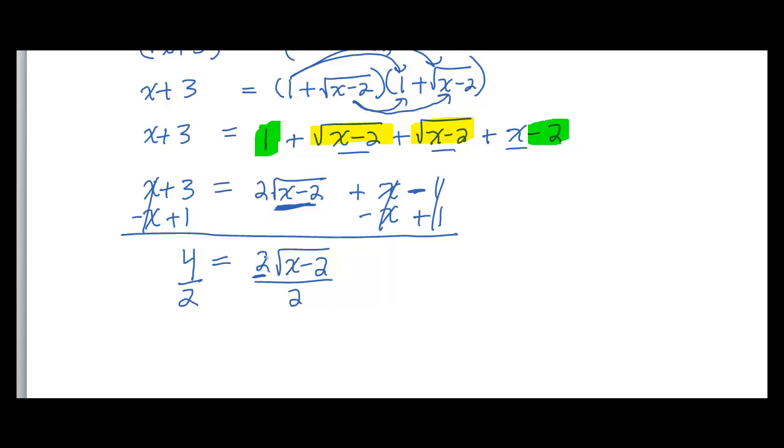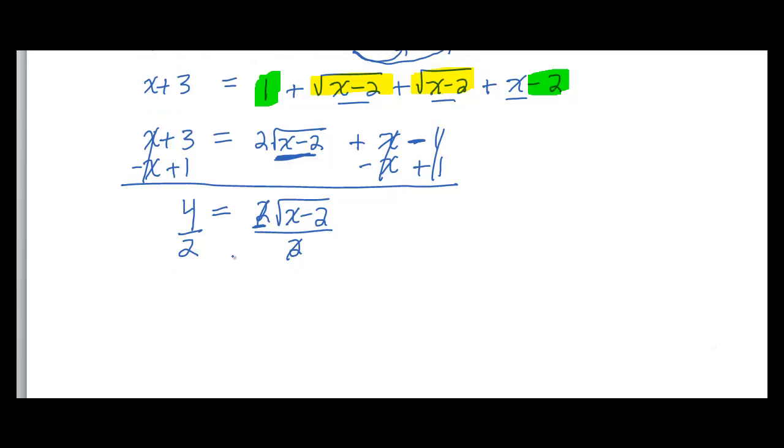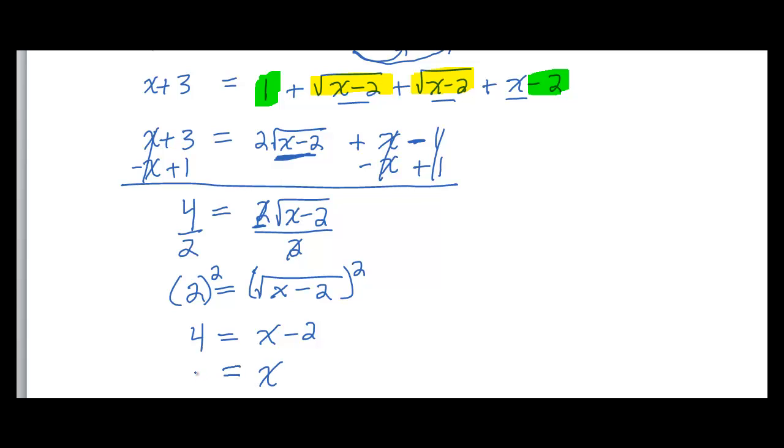That's a little trick to help prevent you from having fractions too early on in your problem. We have 2 here. Let's continue. Square root of x minus 2. Now what we can do is raise both sides to this index, which is 2. Square both sides. We get 4 equals x minus 2. And if we add 2 to both sides, we'll see that we get x equals 6.